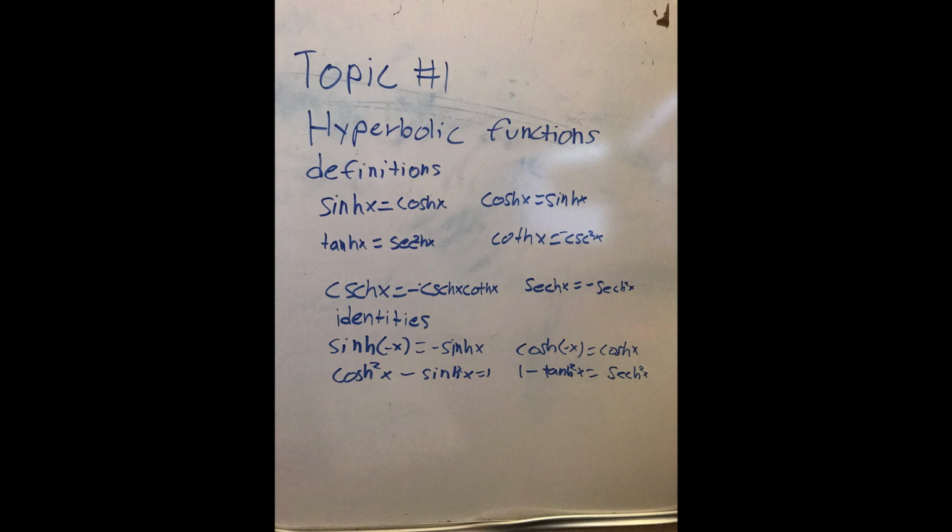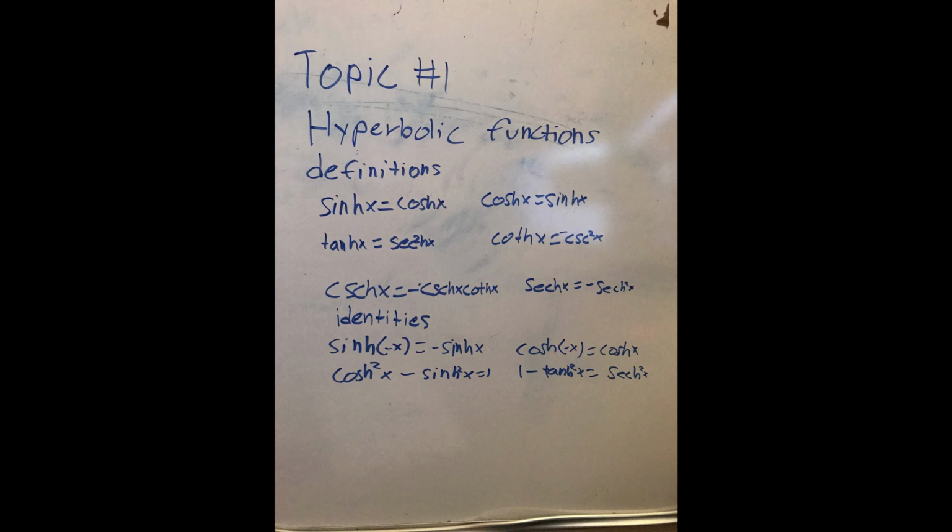So the derivative of sinh x equals cosh x. The derivative of cosh x equals just sinh x. The derivative of tanh x equals sech squared x. The derivative of coth x equals negative csch squared x. I forgot an h there, oops. The derivative of csch x equals negative csch x coth x. The derivative of sech x equals negative sech x tanh x.